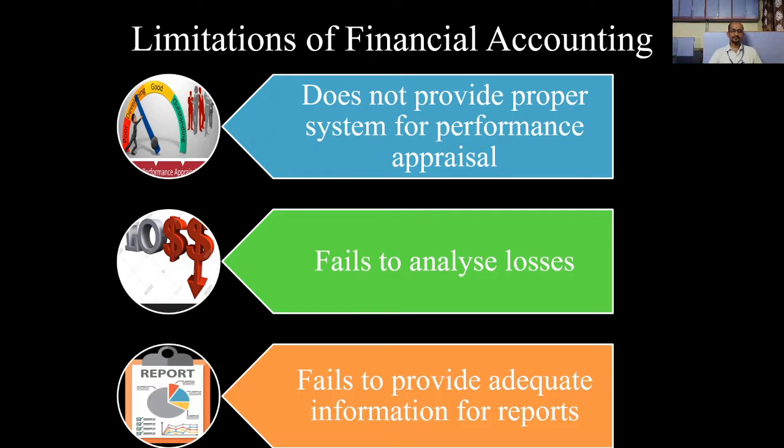Next, it fails to provide adequate information for reports. As we have already seen, management requires data for taking decisions, and in financial accounting we prepare only one report at the end of the year, that is the financial statement, and that is not at all sufficient for the management to take decisions. So financial accounting does not provide adequate information for reports.